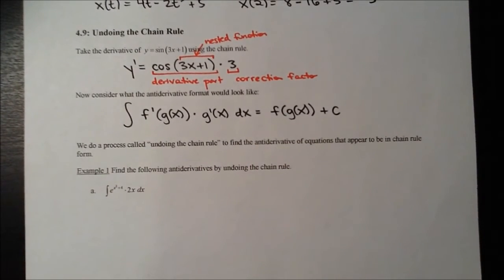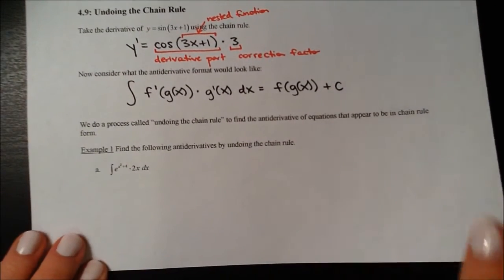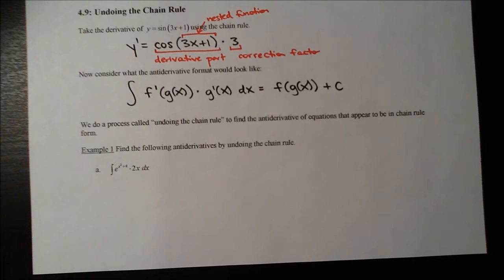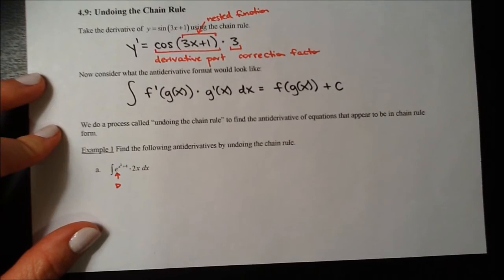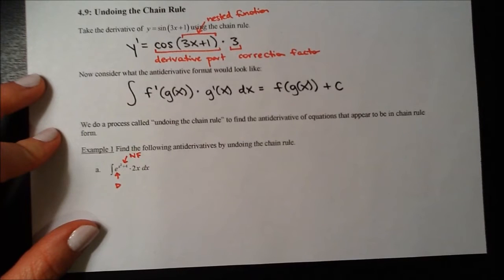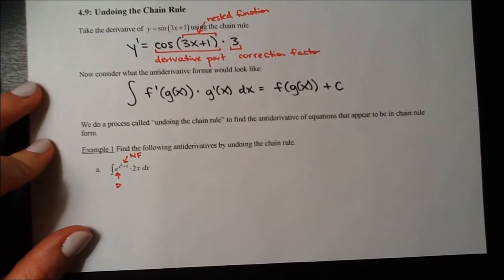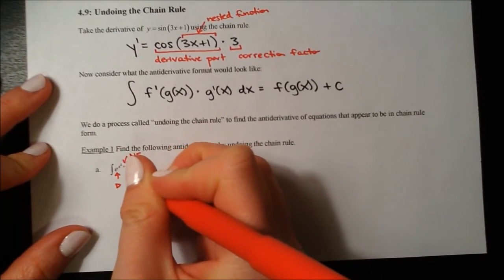Okay, so it's going to seem a little bit tricky at first. We're going to do this process called undoing the chain rule if something looks like it's in chain rule form. So this example 1, part A, we've got this thing right here, and we're going to look at all the different pieces. The derivative part is the e part, the e raised to the something. That's the derivative, and we're using some abbreviations here. We've got our nested function right here. The nested function is the x squared plus 4, and lo and behold, the derivative of x squared plus 4 is 2x. So right here we have our correction factor.